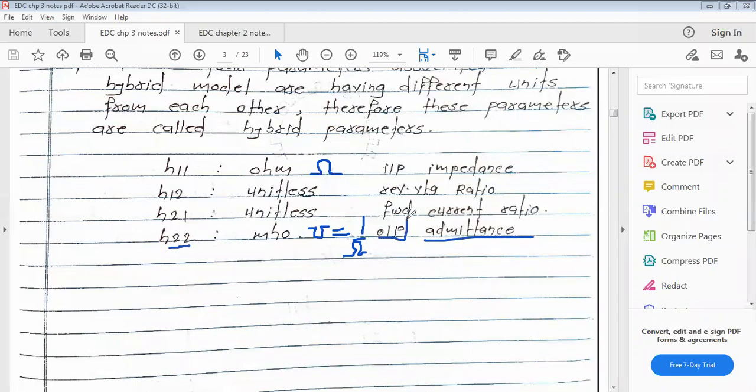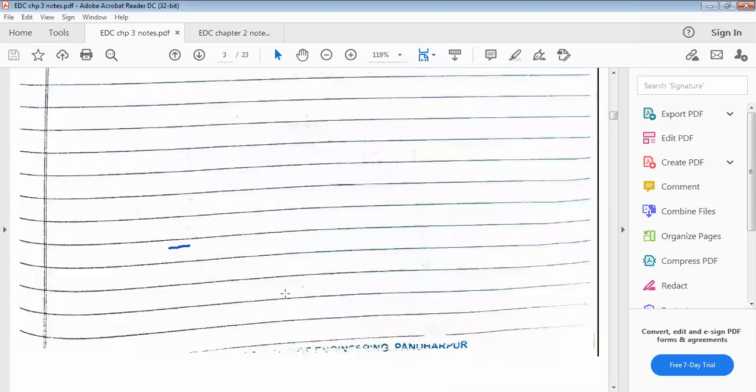It is related to output. That's why it is called an output admittance. Okay, so these are the 4 parameters we are getting by treating two components dependent, two components independent. Okay, up to this we have already covered in the last lecture.